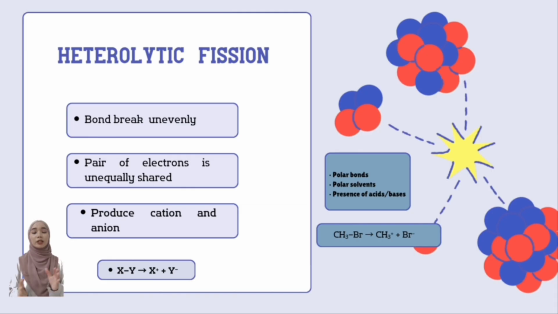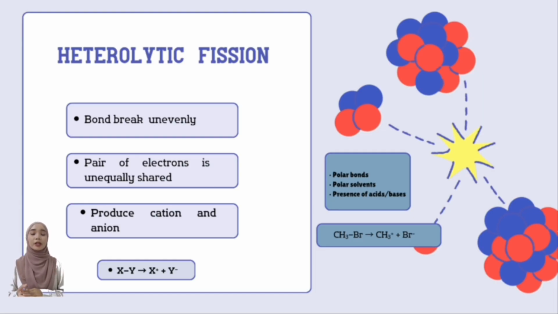Heterolytic fission. Heterolytic fission is the opposite of homolytic, in which the bond will break unevenly and the pair of electrons will be shared unequally, producing either a cation or an anion. Usually this kind of bond cleavage is applied to polar molecules such as hydrochloric acid and others.